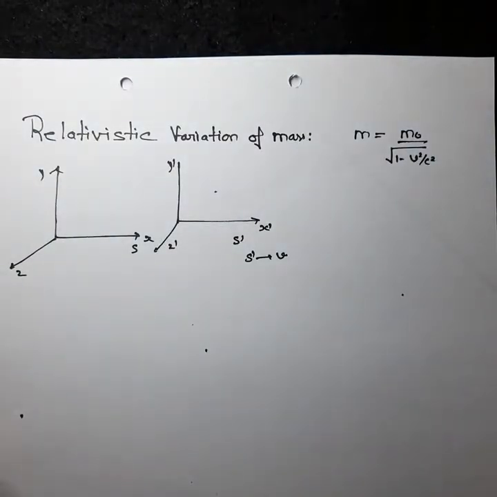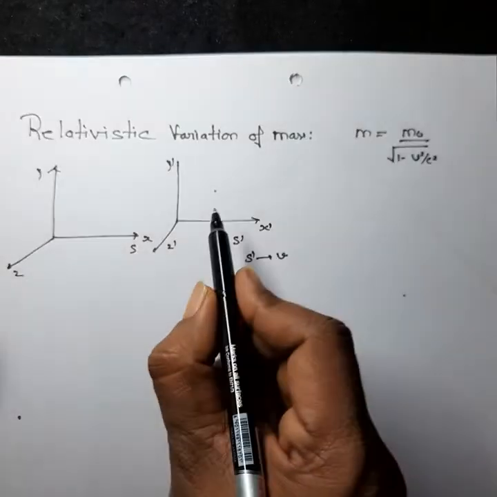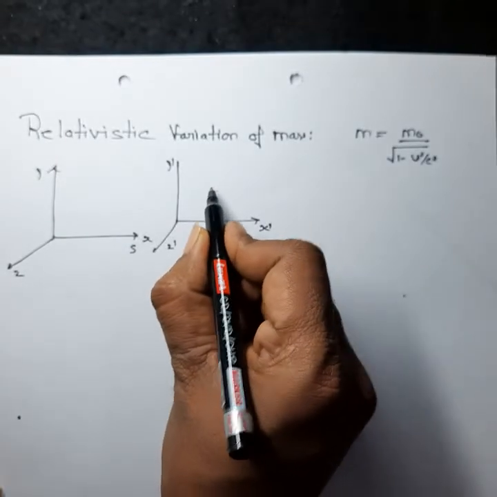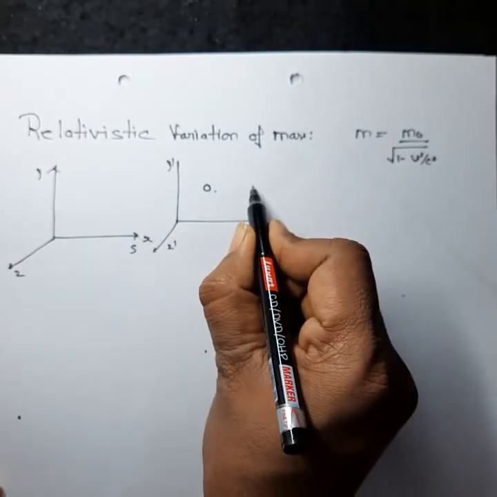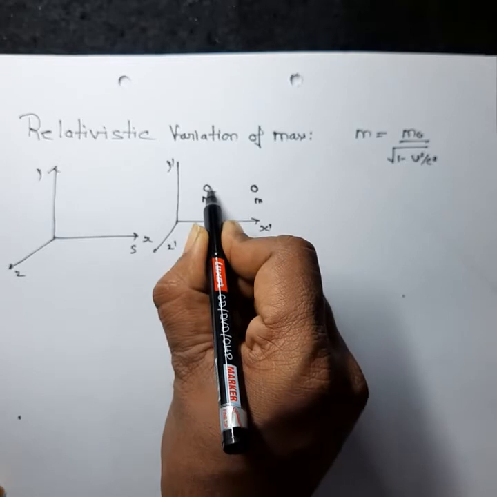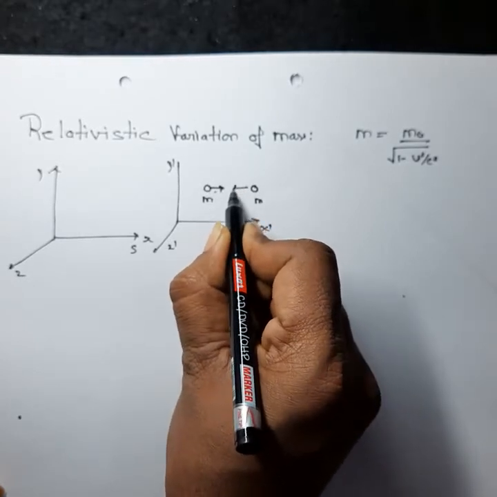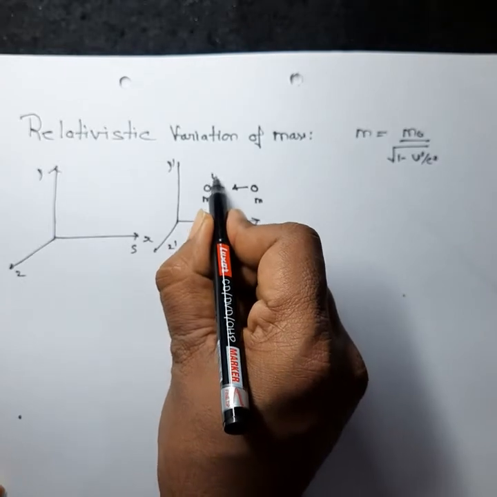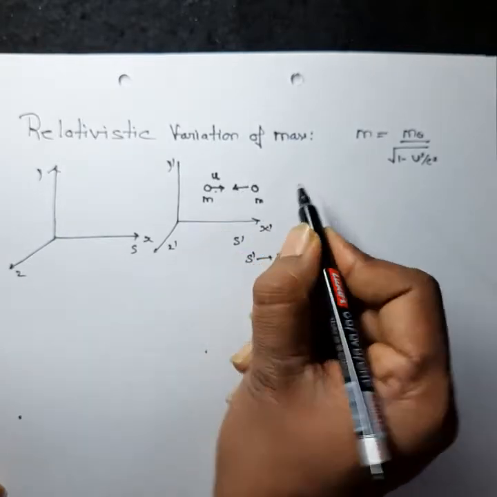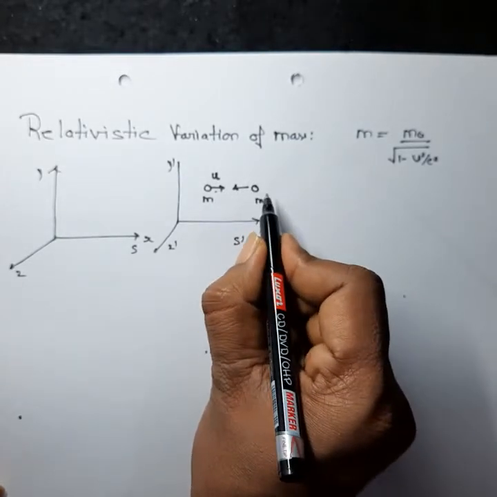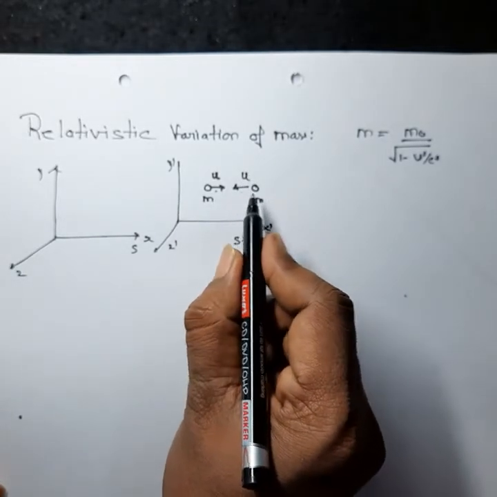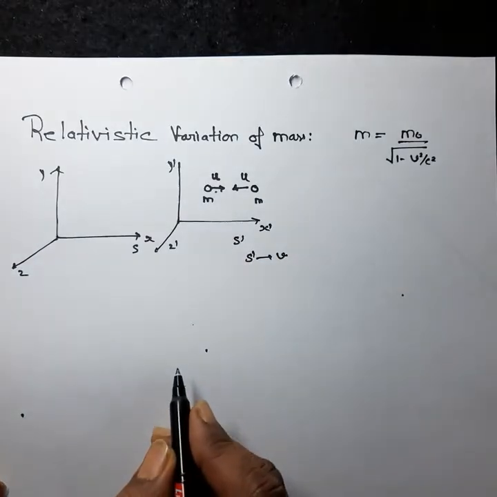Now, what I am going to assume is that mass is different in different frames of reference. So I will first consider that suppose there are two equal masses m. One is moving in this direction and the other is moving in this direction. Both are moving with velocity u. One is moving with velocity u in the positive x dash direction and the other is moving with velocity minus u, it means with velocity u in the negative x dash direction.